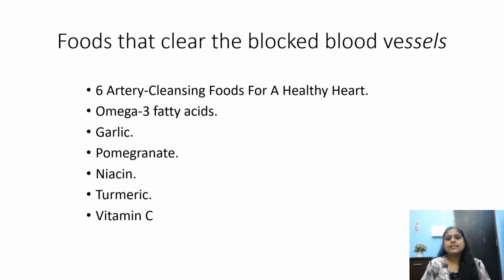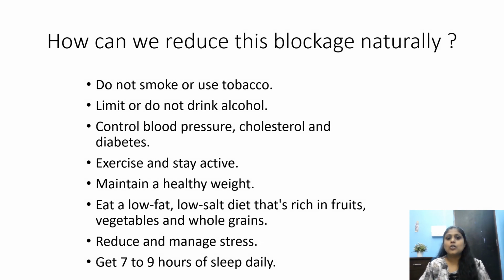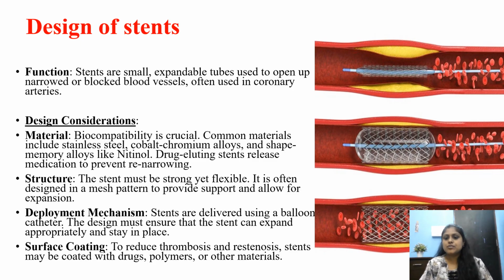Foods that clear the blocked blood vessels: six artery cleansing foods for a healthy heart: omega-3 fatty acid, garlic, pomegranate, nicotine, turmeric, and vitamin C. How we can reduce this blockage naturally: do not smoke or use tobacco, limit or do not drink alcohol, control blood pressure, cholesterol, and diabetes, exercise and stay active, maintain a healthy weight, and get 7 to 9 hours of sleep daily.